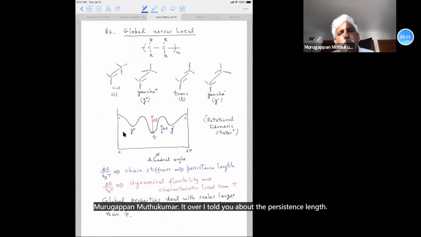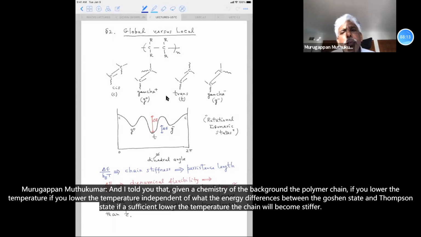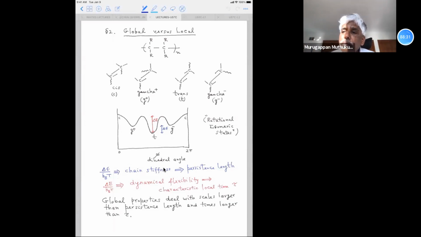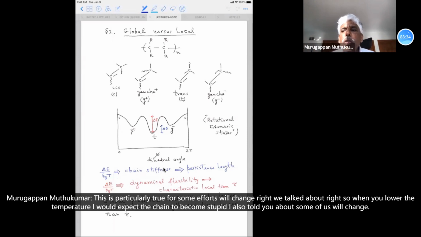You remember I told you about the persistence length, chain stiffness. And I told you that given a chemistry of the backbone of the polymer chain, if you lower the temperature, independent of what the energy difference is between the gauche state and trans state, if I sufficiently lower the temperature, the chain will become stiffer. This is particularly true for semi-flexible chains, right? We talked about it. So when I lower the temperature, I would expect the chain to become stiffer.